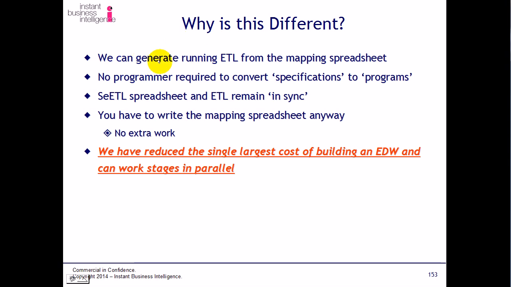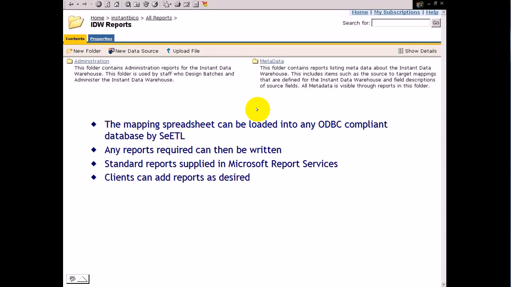So why is this different? We can generate running ETL from the mapping spreadsheet. The CTL spreadsheet and ETL remain in sync. There is no conversion of specifications to programs. We have reduced the single largest cost of building an EDW and can work in stages in parallel.